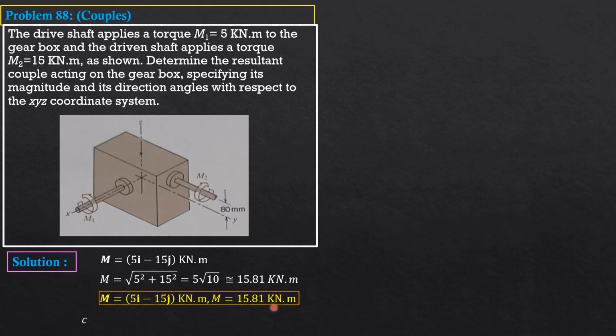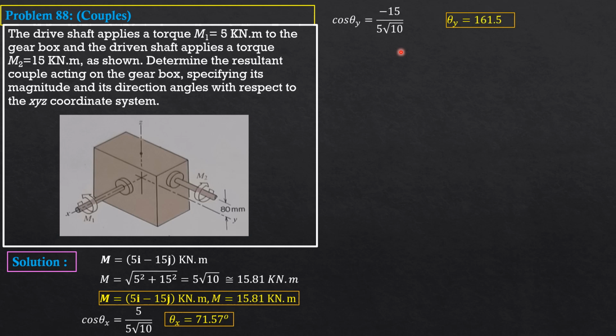For the direction angles, cosine theta x equals 5 over 5 square root of 10. So theta x is equal to 71.57 degrees. Then cosine theta y is negative 15 over 5 square root of 10. So theta y is arccosine of negative 3 over square root of 10, or that would be 161.57 degrees. And cosine theta z is 0 over 5 square root of 10. So arccosine of 0 is 90 degrees. So theta z is 90 degrees.